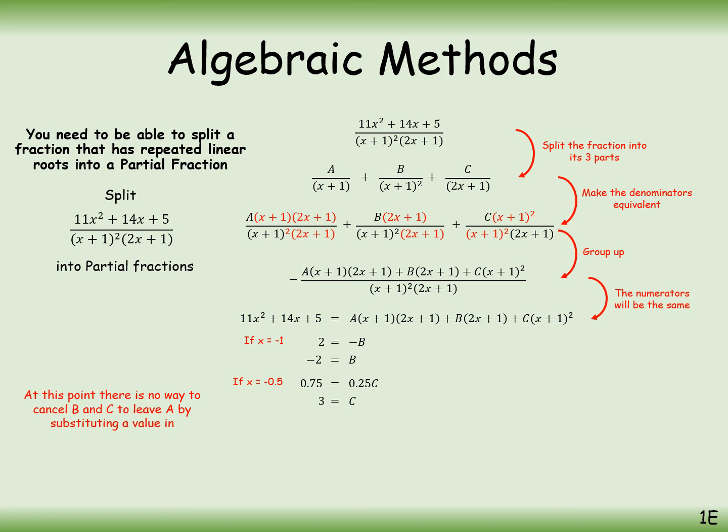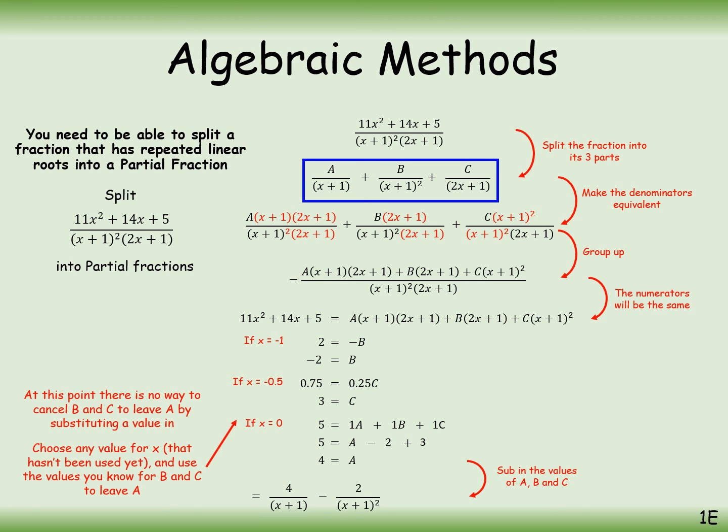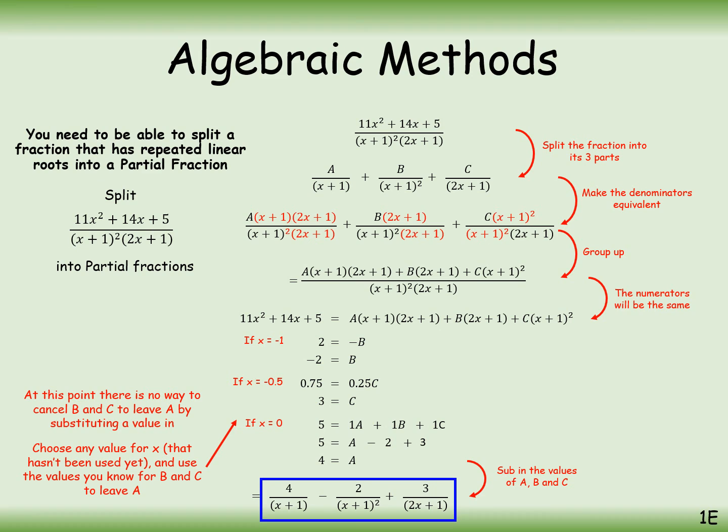So the next bit here is you can't substitute anything in that will eliminate just one and not the other. So we're out of ideas in that sense. So we have a little trick up our sleeve with these repeated roots. What we could do is let x equal to something else, because we know what b and c is. The obvious thing to do is let x equal to, for example, 0. So if you let x equal to 0, you will have 5 equal to 1a plus 1b plus 1c. Because we already know what b and c is, we could just substitute that in, and then we could work out what a is. So a is equal to 4. So we could write this as a fraction, 4 over x plus 1 minus 2 over x plus 1 squared plus 3 over 2x plus 1.